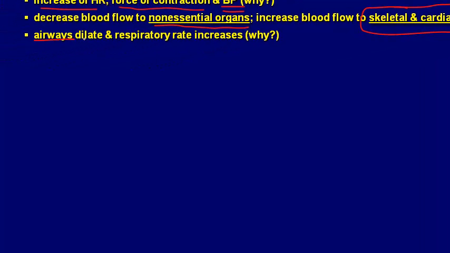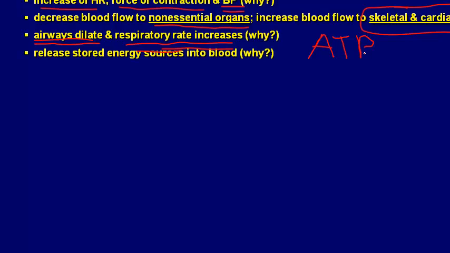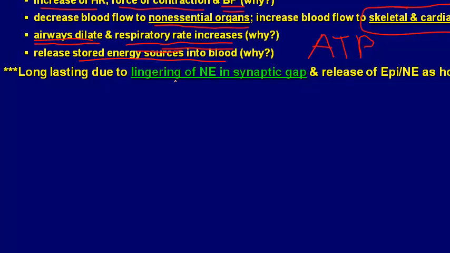Our airways will dilate. Again, we need more oxygen, and we need more energy reserves like glucose or fat. Our respiratory rate increases, again all because we need to make more ATP, more energy to deal with the stress. So we release stored energy sources into the blood, so we'll break down fat to release fatty acids for energy. These responses tend to be a little longer lasting, or they linger around a little bit.